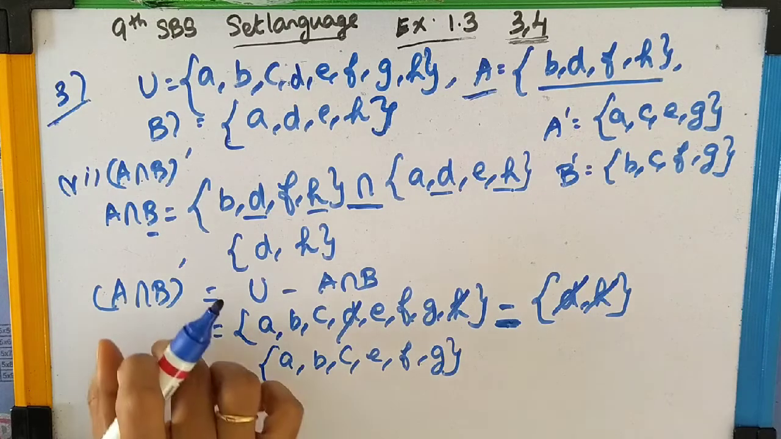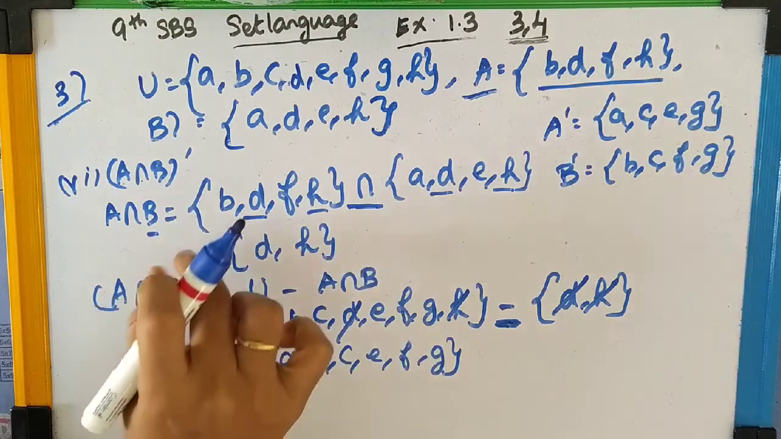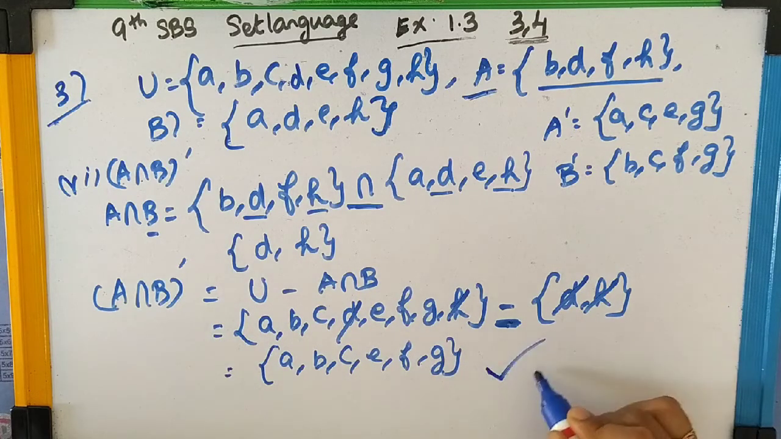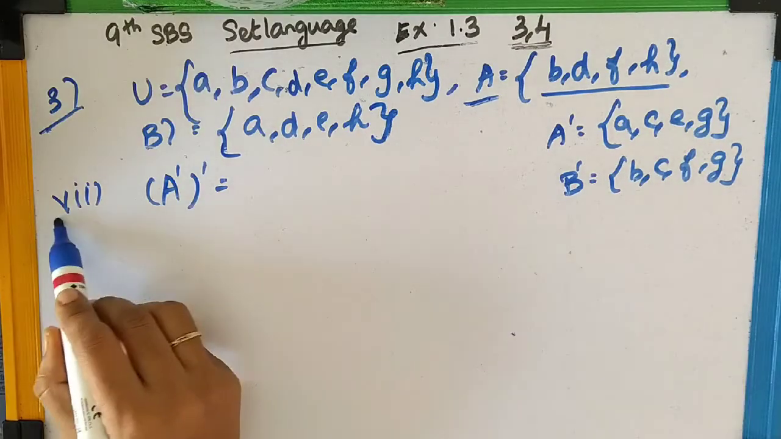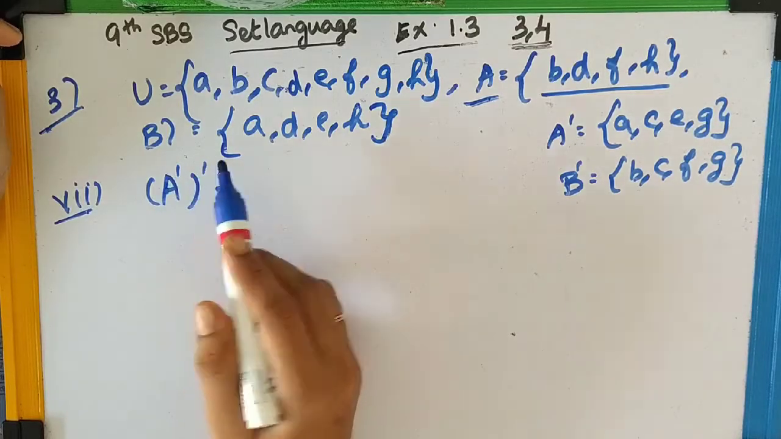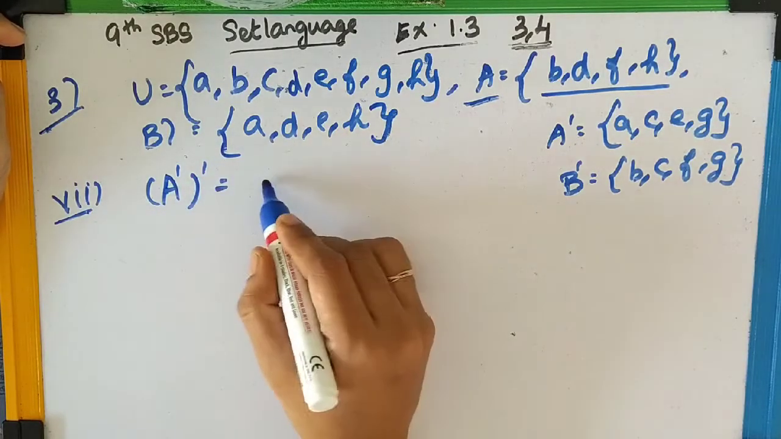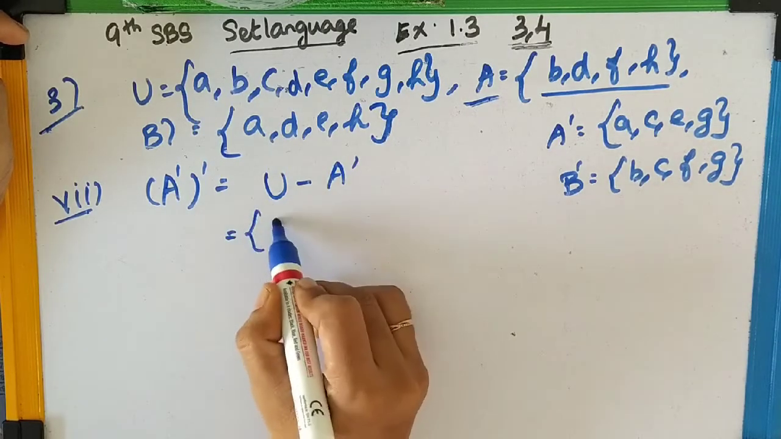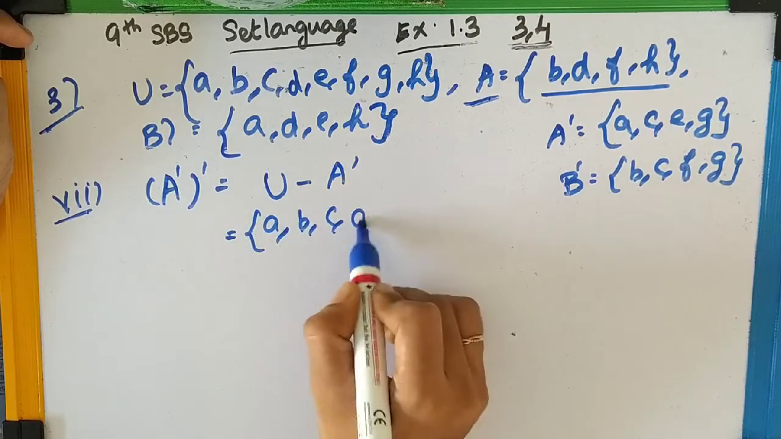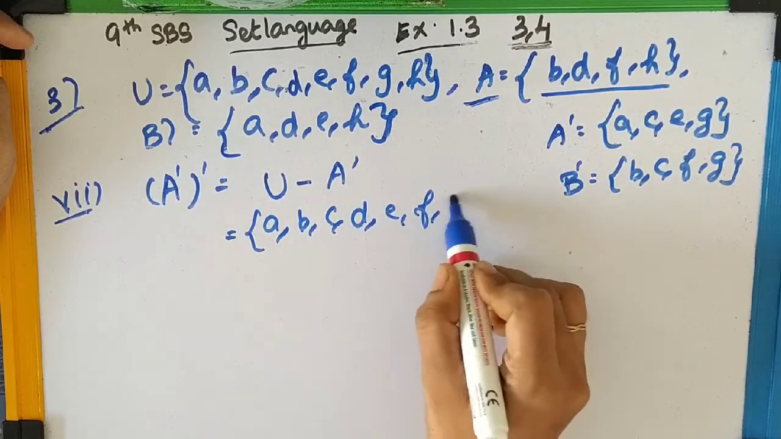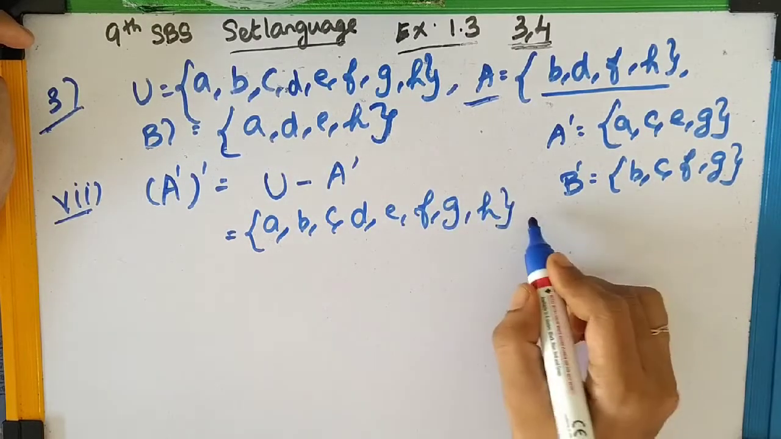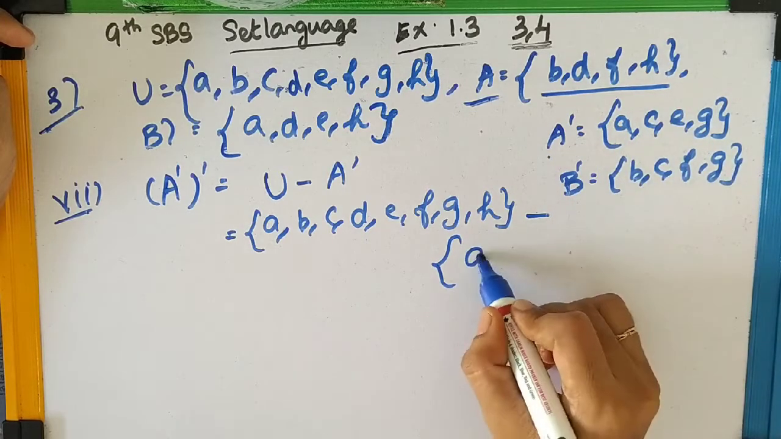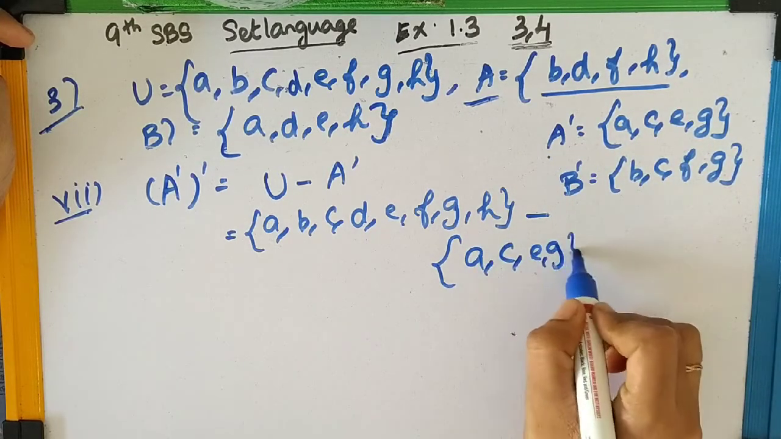So, for this we have taken first A intersection B. Then we have found the difference between the universal set and A intersection B set to find A intersection B whole dash. Clear? Now let's go to the seventh part of the third question. A dash the whole dash. This is simple. What does it mean? Except A dash. That is universal set minus A dash. What is the universal set? A, B, C, D, E, F, G, H difference. What is A dash? A, C, E, G.